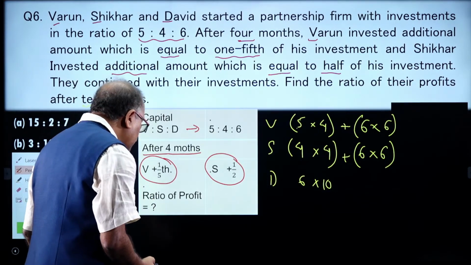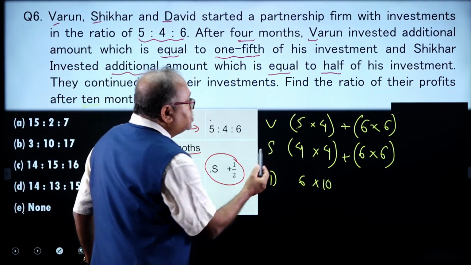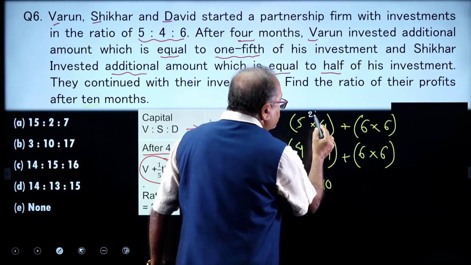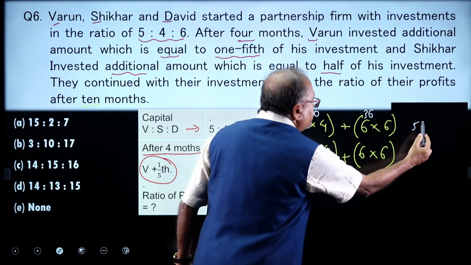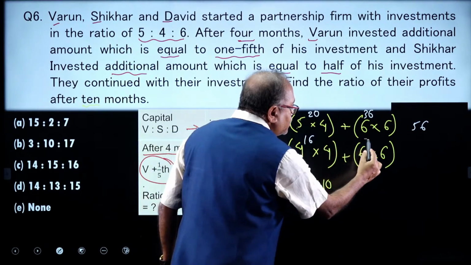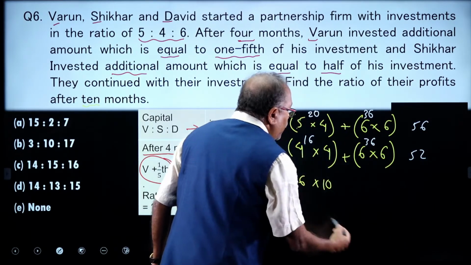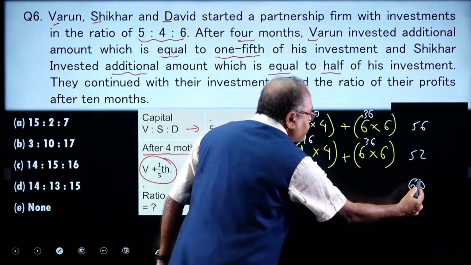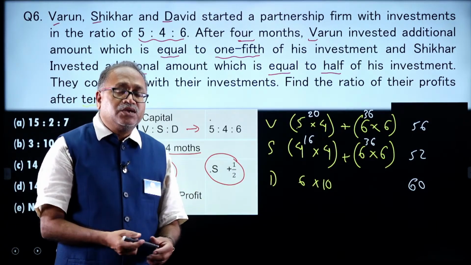Now finally I get the profit ratio over here. I am getting this as 20 and 36. That means the total is 56 over here, and 4 16s over here, and 36 over here. I get 52 over here, and here I am getting 60. Done. Finally you are asked to find out what the ratio is.